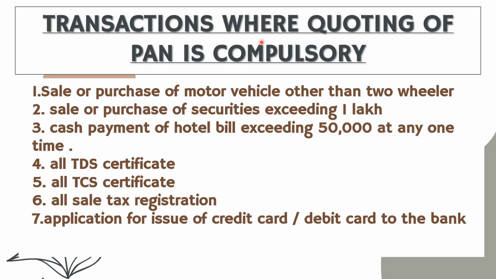What are the transactions where quoting of PAN is compulsory? Supposing you are selling or purchasing a motor vehicle other than a two-wheeler, you have to mention it. You have to mention the PAN number if you are selling or purchasing any shares or securities exceeding 1 lakh. You also have to mention it if you are paying any hotel bill exceeding 50,000 at any one time. If a cash payment of more than 50,000 is going to happen for any hotel, you have to mention your PAN.